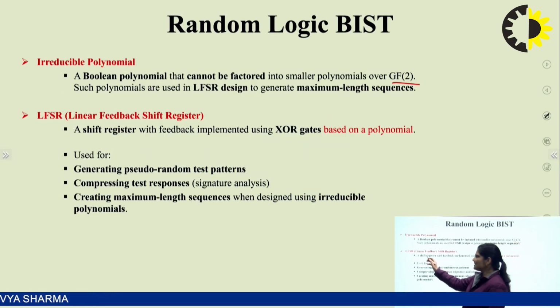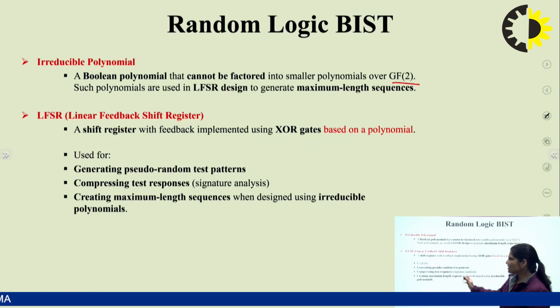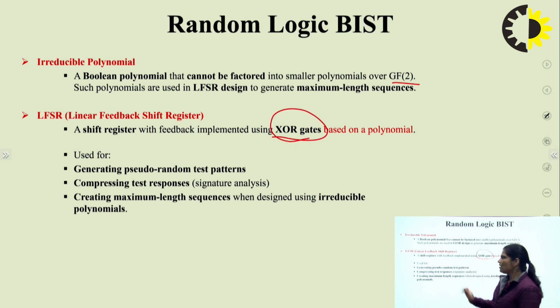Now, next is linear feedback shift register, a shift register with feedback implemented by XOR gates based on a polynomial. We have already discussed it with a suitable example in the previous slide. In that example we took 3 D flip-flops and 1 XOR gate, with a loop: the output from flip-flop 3 is the input of flip-flop 1. It is used for generating pseudo-random test patterns.